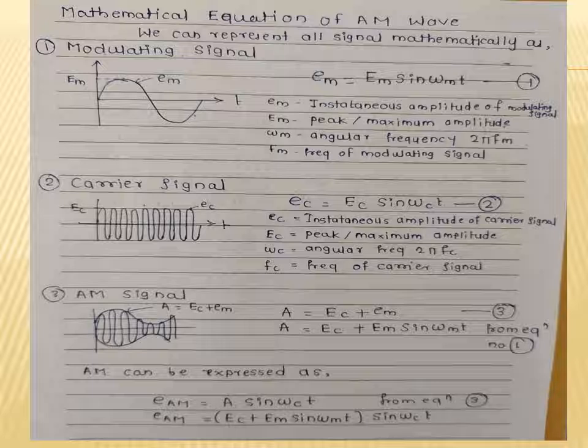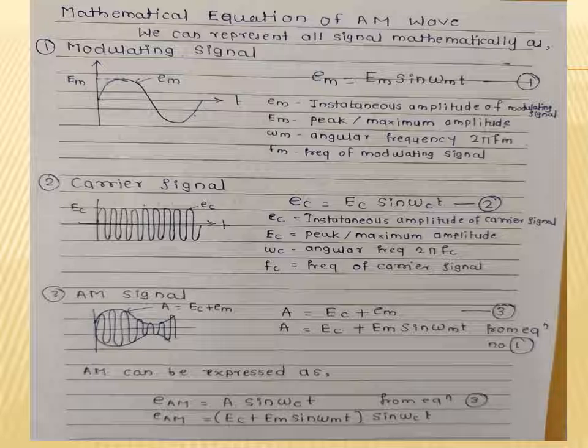Next is the AM signal. How is the AM signal represented? It is represented as EAM equal to A into sine of omega ct. A is the instantaneous amplitude of your AM signal. In the AM signal there are 2 signals, the carrier signal and the modulating signal. So EC is the carrier signal.